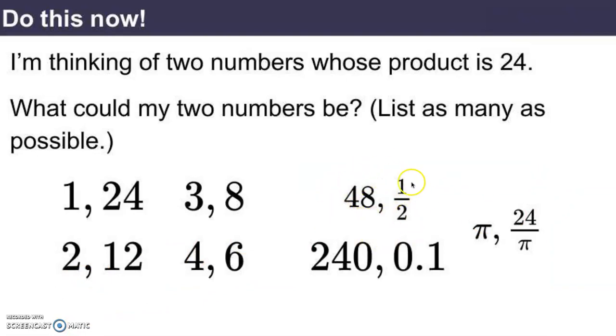48 and 1/2. What about 240 and 1/10? Or even pi and 24 over pi. Multiplying all of these sets of numbers together would give me 24 as well. The thing is, if I'm multiplying two numbers together and their product is 24, there's no way for you to know what one of those numbers has to be. If I told you one of the numbers, you could tell me what the other one would have to be. But there's no way to know for sure what one of them must be.